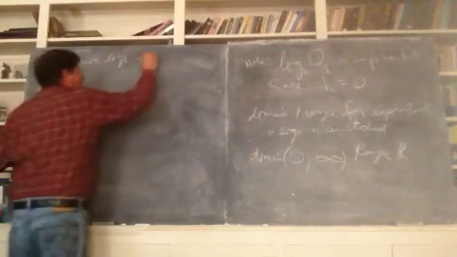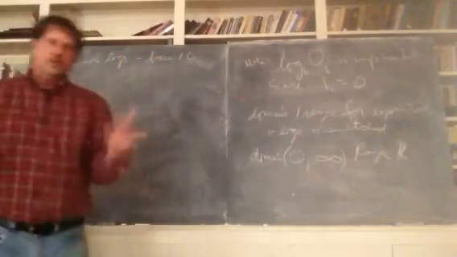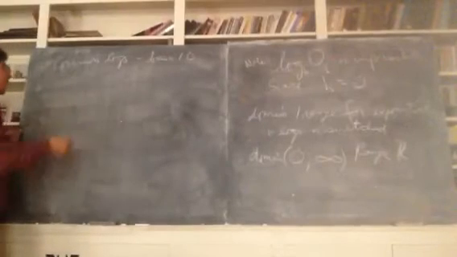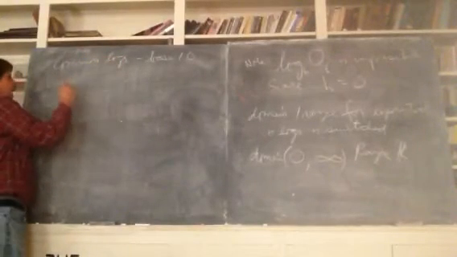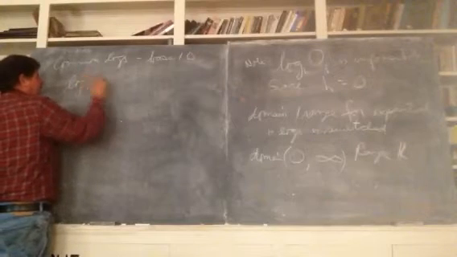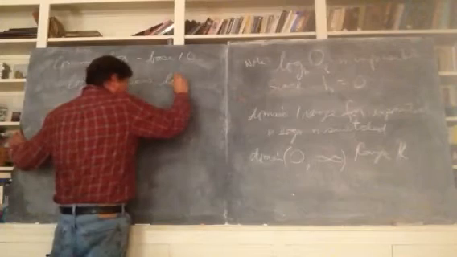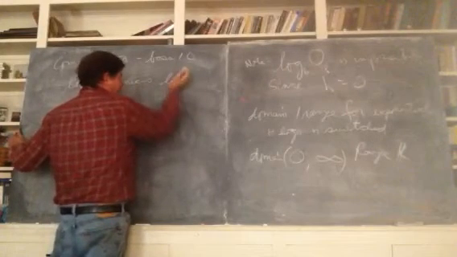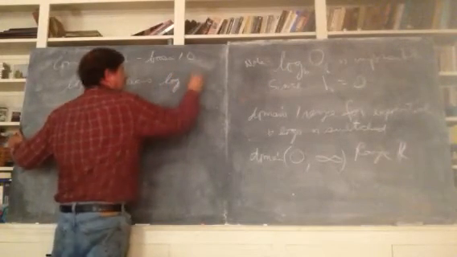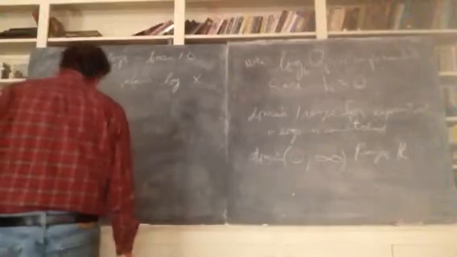Common log is base 10, and it's because our number system is a decimal number system. We have 10 fingers. So the point is we don't write it. Log base 10 of x, we just write log of x. We don't write the 10. If the base is not written there, that means it's understood as being 10.